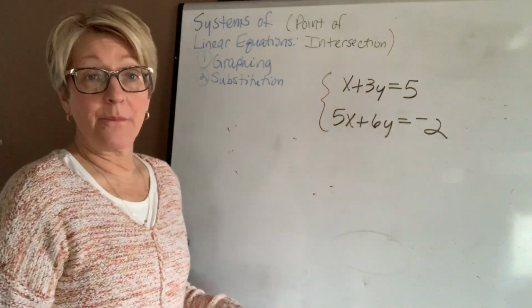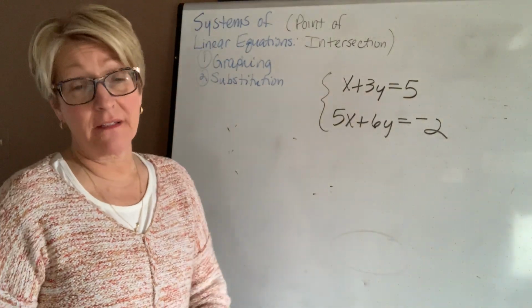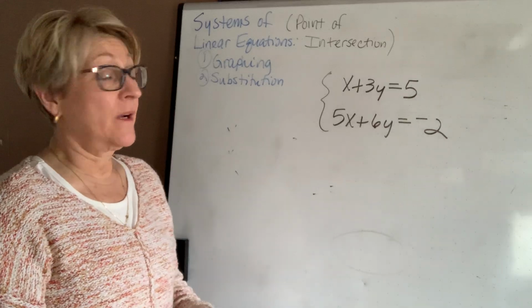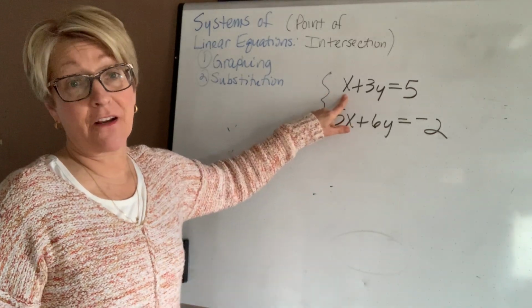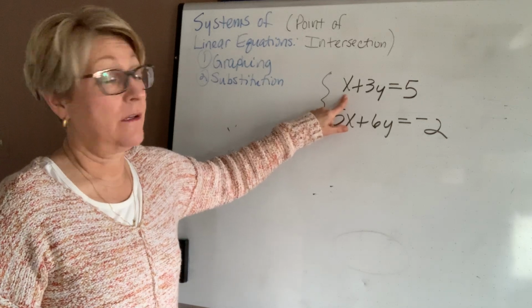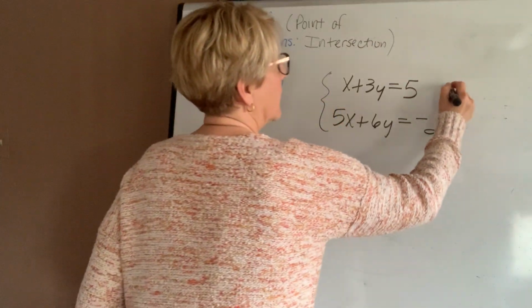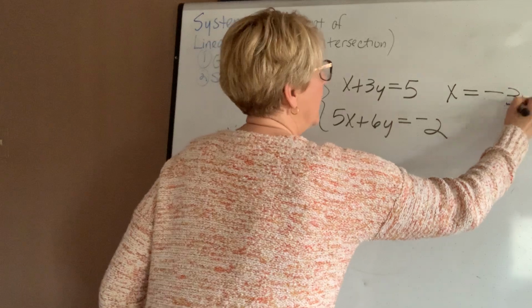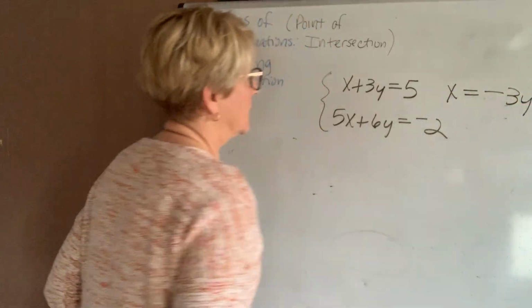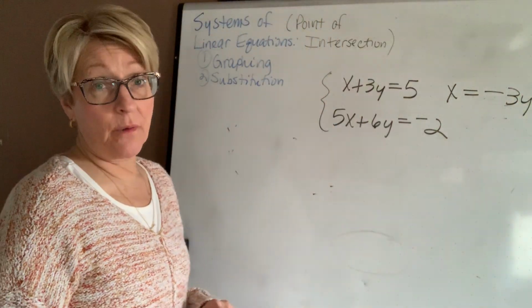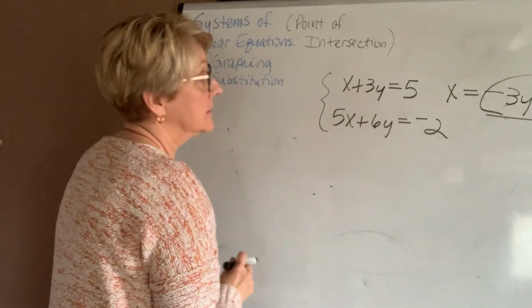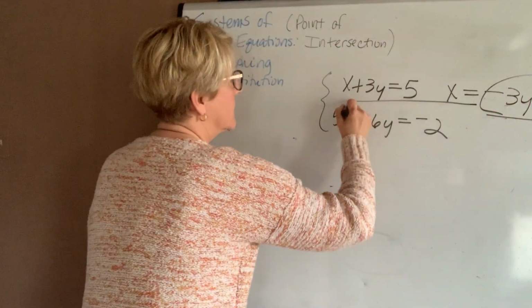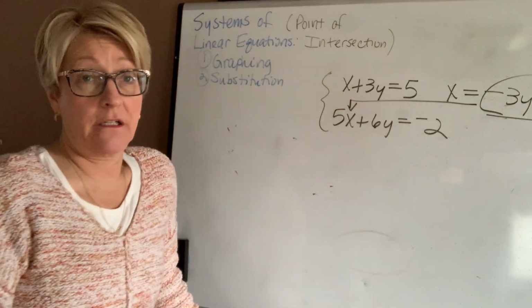Okay, once again, we want to go the easy route, as easy as possible. So I'm going to isolate this x here because it's got a coefficient of 1 already. So what's that going to look like? Negative 3y plus 5. I have to subtract 3y. Okay, now I'm going to take this and plug it in for x in the other equation.